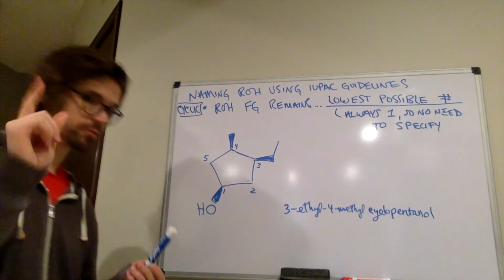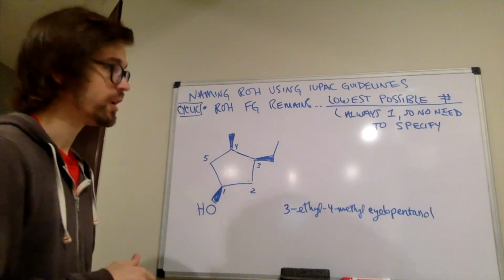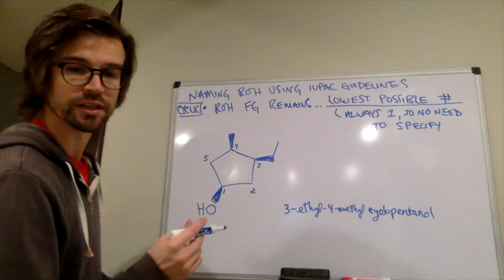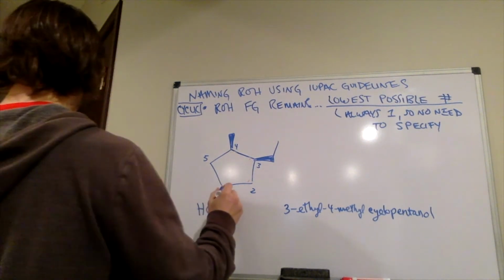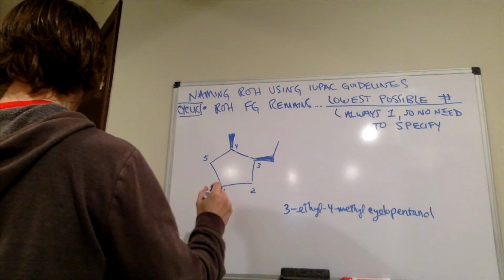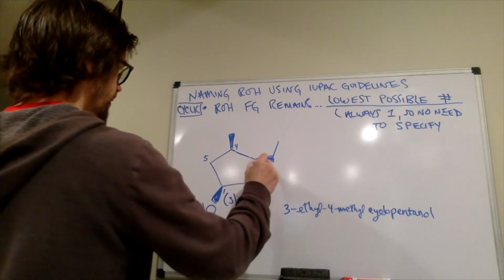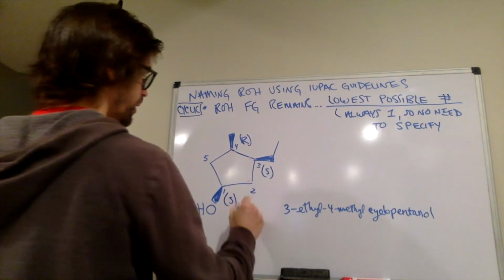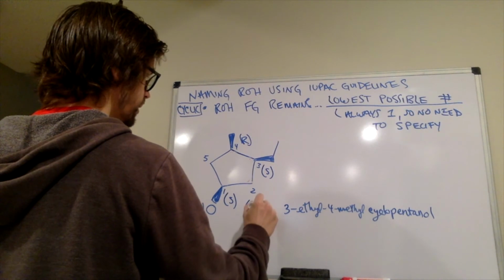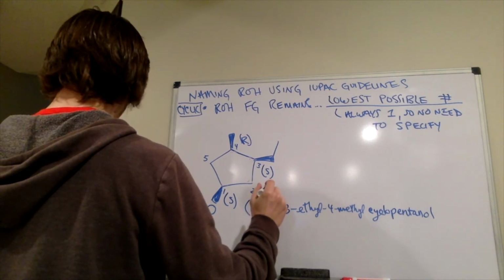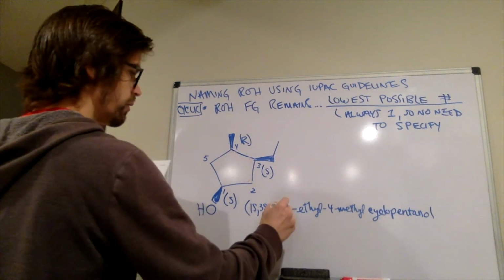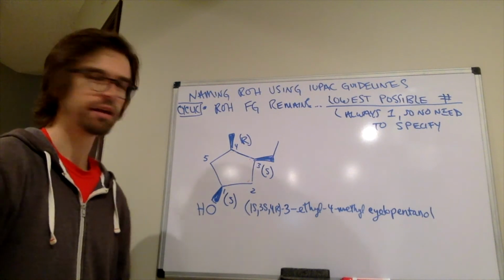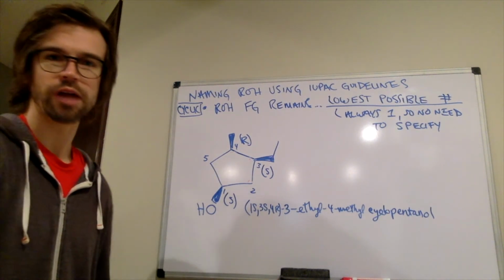Again, what are we missing? Great, stereochemistry. You guys are already really good at stereochemistry at this point, so I'm just going to write them in. This is S. Yep, S. This is S. And this is R. So we would put 1S, 3S, 4R, 3-ethyl, 4-methyl, cyclopentanol.